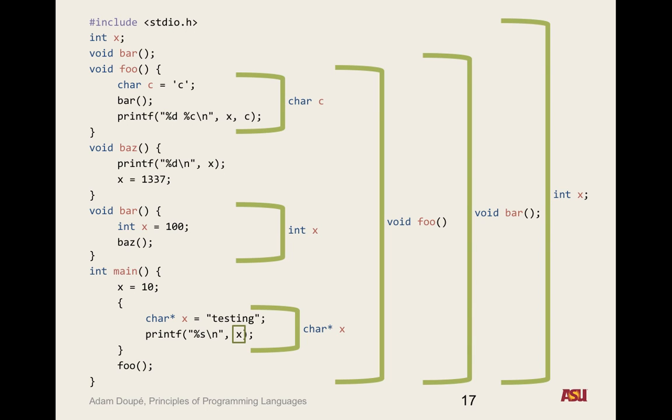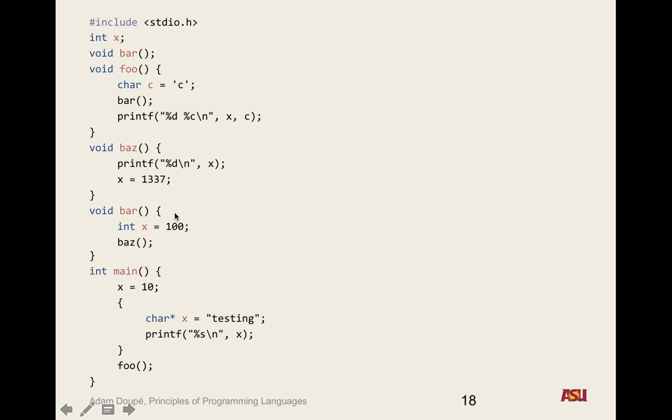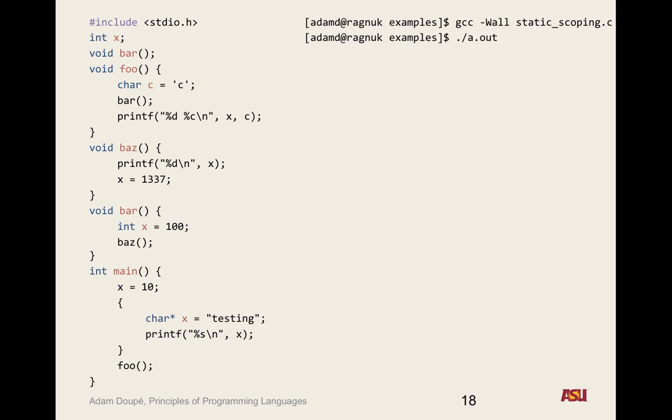Yeah? In bar, isn't that shadowing as well because you make a local X? In bar? Yes, in bar it's also shadowing, except that we don't actually reference that X. Yeah. So yes, X is also shadowed here, the global variable from bar. Exactly. Yes. Cool. Any other questions?